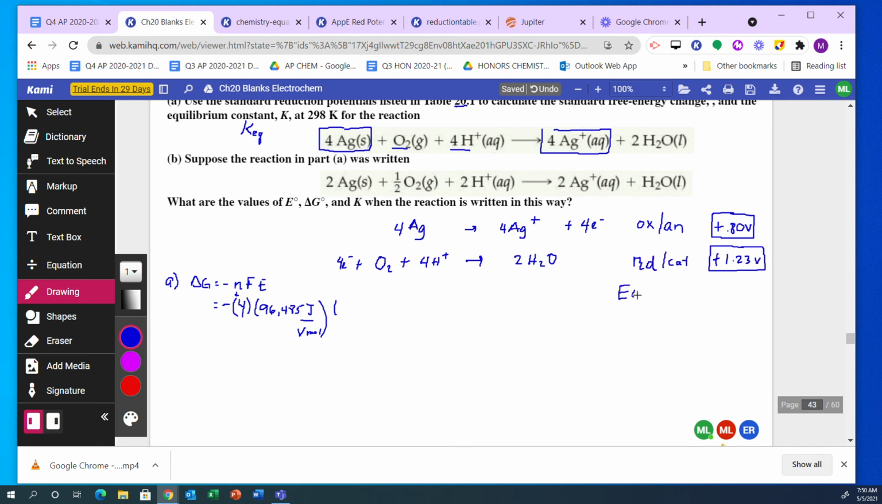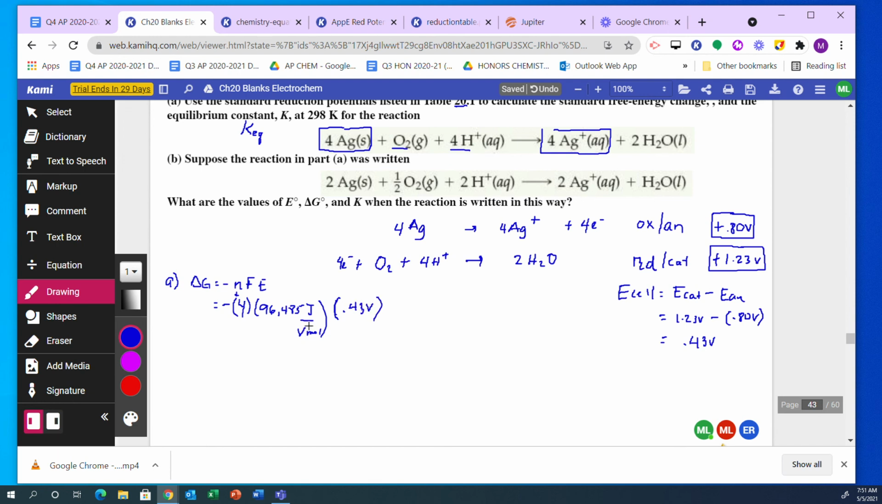So E cell is equal to E cathode minus E anode. The cathode is positive 1.23 volts minus, this is 0.80 volts. And it's going to be 0.43 volts. And that number you plug into here, 0.43 volts.